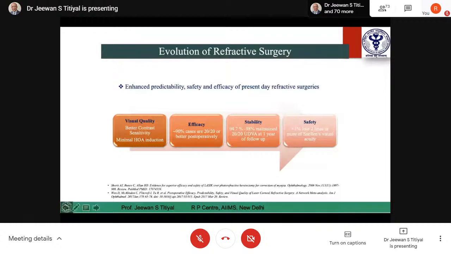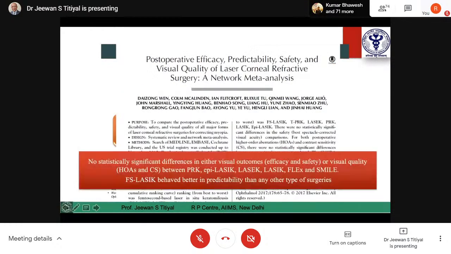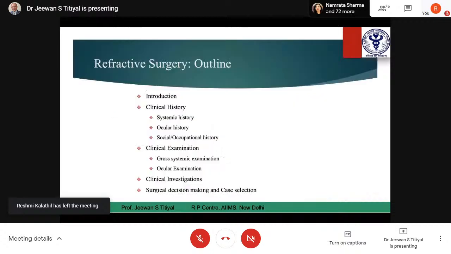So this just covered efficacy, visual quality, stability, and safety in these cases. This is a meta-analysis of various procedures, as I talked about. If you look in here, PRK, EpiLASIK, LASIK, or SMILE, the results in terms of efficacy and safety were almost equal in all types of surgeries. So we can't say one surgery is better than another. Procedure-wise, they all are effective.